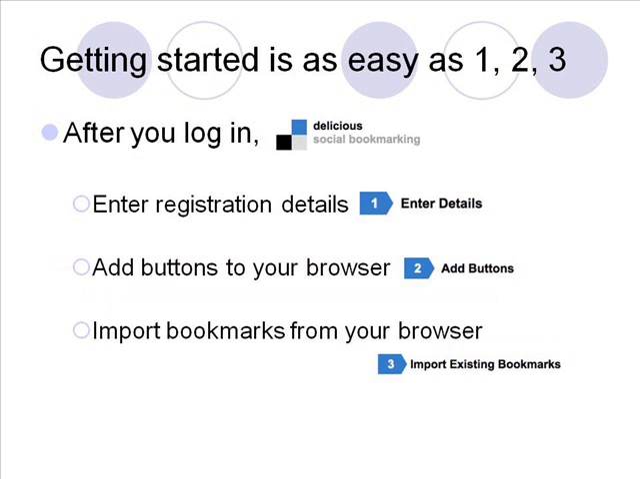It's real easy to get started once you're on Delicious.com. You click the login button. If it's your first time, they'll ask you to register. There are a couple buttons you can add to your browser, whether you're using Safari or Firefox or Internet Explorer, and it allows you to quickly add bookmarks to your Delicious account from those buttons. Lastly, if you have bookmarks already stored in your web browser, then you can import those directly into Delicious and keep them in one spot.